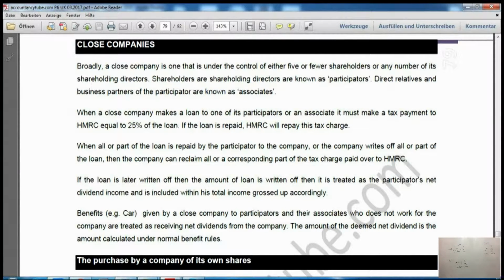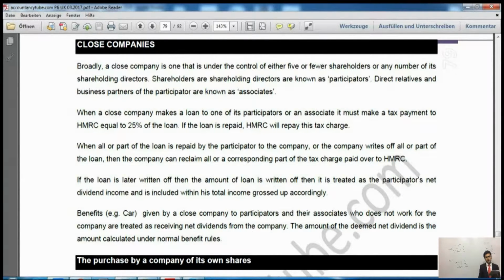Right, then it says benefits. Say for example, if a car is given by a close company to a participator or their associates who do not work for the company, they are treated as receiving a net dividend from the company. So whoever is not working for the company will be treated as receiving net dividend. All the benefits will be treated as net dividend. The amount of deemed net dividend is the amount calculated under the normal benefit rules.